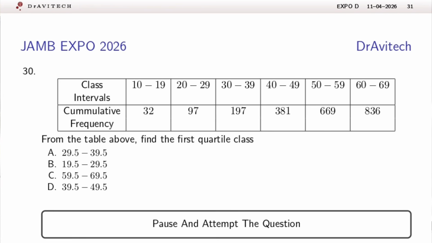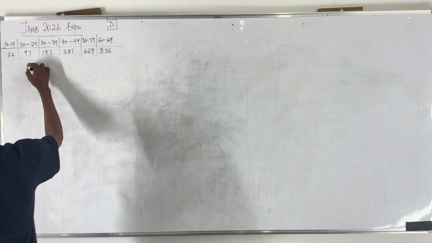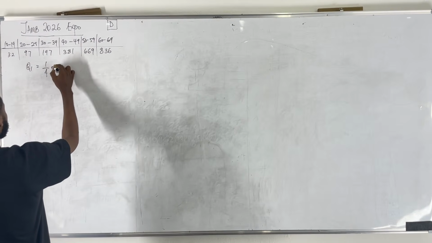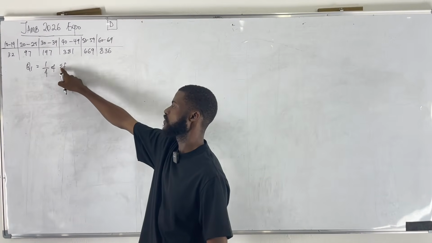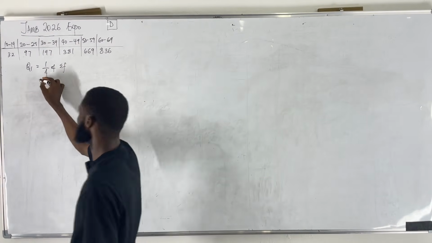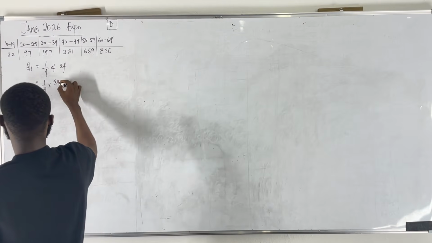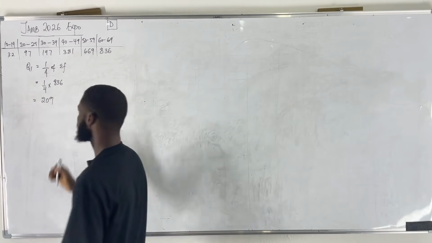Okay, so this is the table. Now, take note, if you notice in the table, they gave cumulative frequency, not frequency. They've already done the cumulative frequency, so that helps us. First of all, the first quartile, that's Q1, is always a quarter of our frequency. So it's always 1/4 of the sum of the frequency. So this will be 1 over 4 times, the total is 836. 836, so when you divide this, this should give you 209.